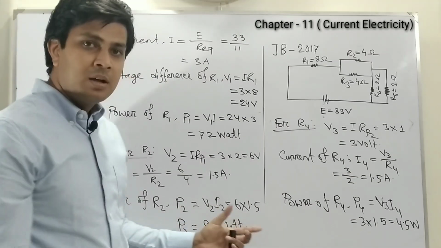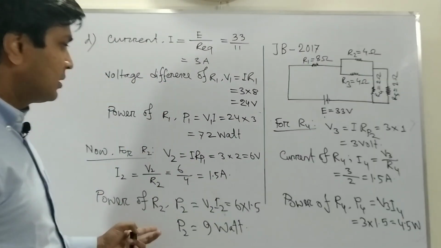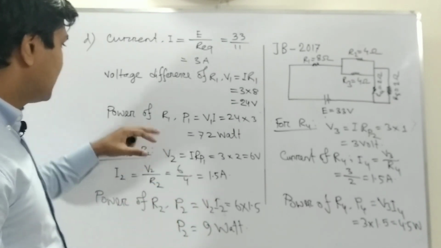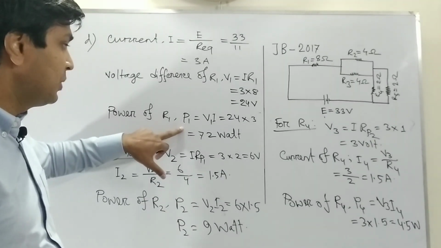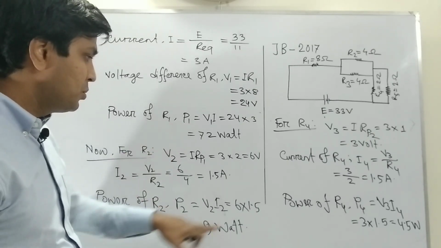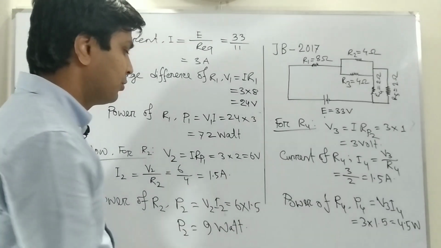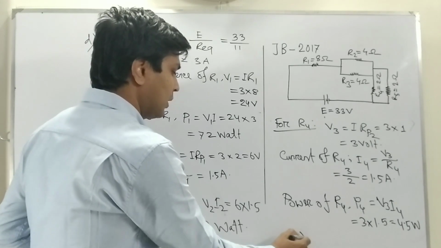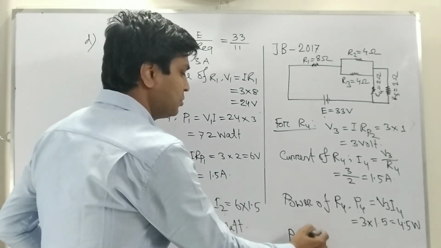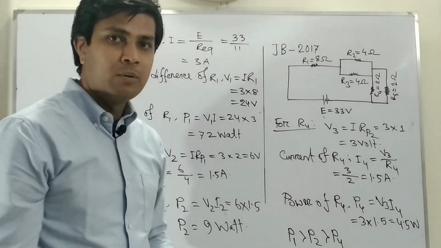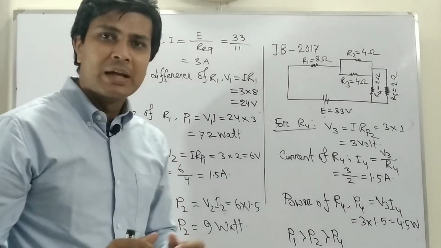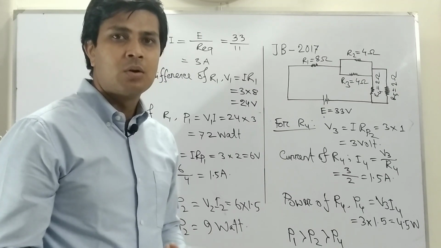So if we see all the solutions, we can conclude that the power of the R1 resistance, that is P1, is greater than P2 and P4. So we can write here P1 is greater than P2 and P4. That is the comparison of power between the R1, R2 and R4 resistances. Hope you have understood.